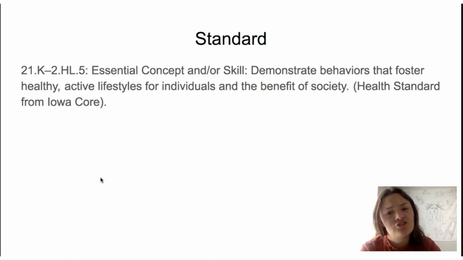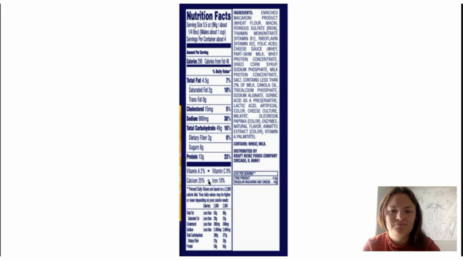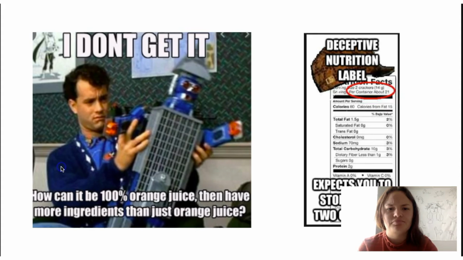This is the health standard taken from the Iowa Core for this lesson. Students will demonstrate behaviors that foster healthy, active lifestyles for individuals and the benefit of society. For the introduction of this lesson, you'll want to show students an image of the food label, and you'll want to ask them, do you know what this is? Where have you seen it? What information do you know that this includes?